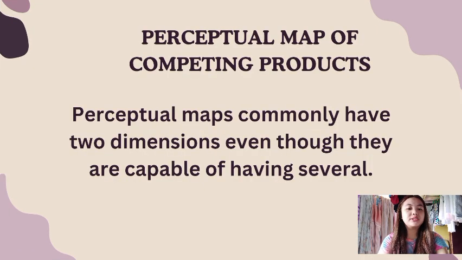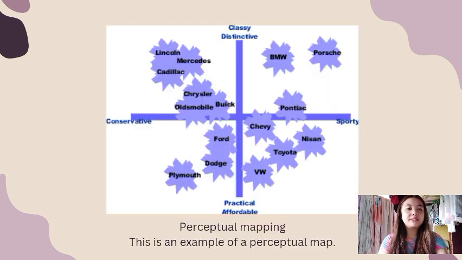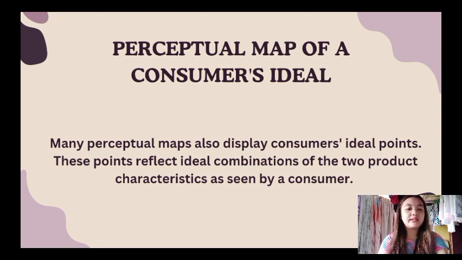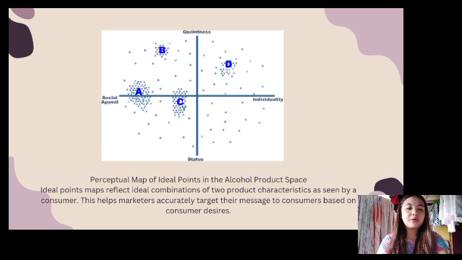Perceptual map of a consumer's ideal. Many perceptual maps also display consumers' ideal points. These points reflect ideal combinations of the two product characteristics as seen by a consumer. This diagram shows a study of consumers' ideal points in the alcohol product space. Areas without ideal points indicate a market segment. Areas without ideal points are sometimes referred to as demand voids.